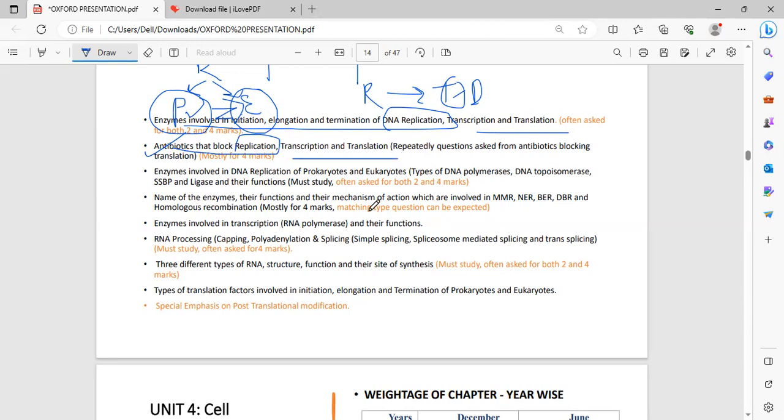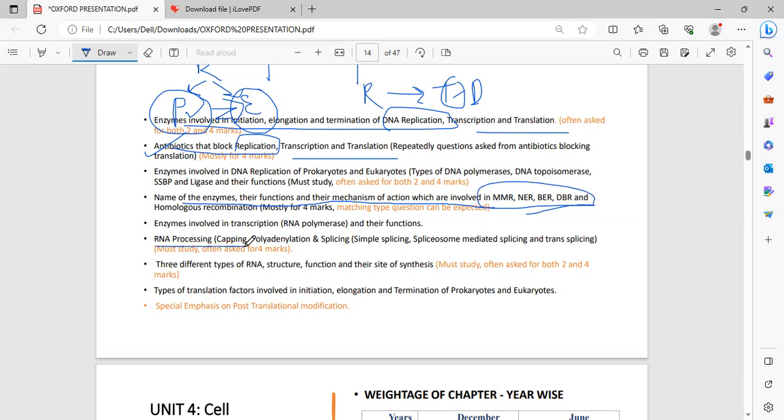And next, the names of these enzymes and their functions and mechanism of action, which are involved in MMR, NER, BER, DBR. What are all these? These are the repair mechanisms.